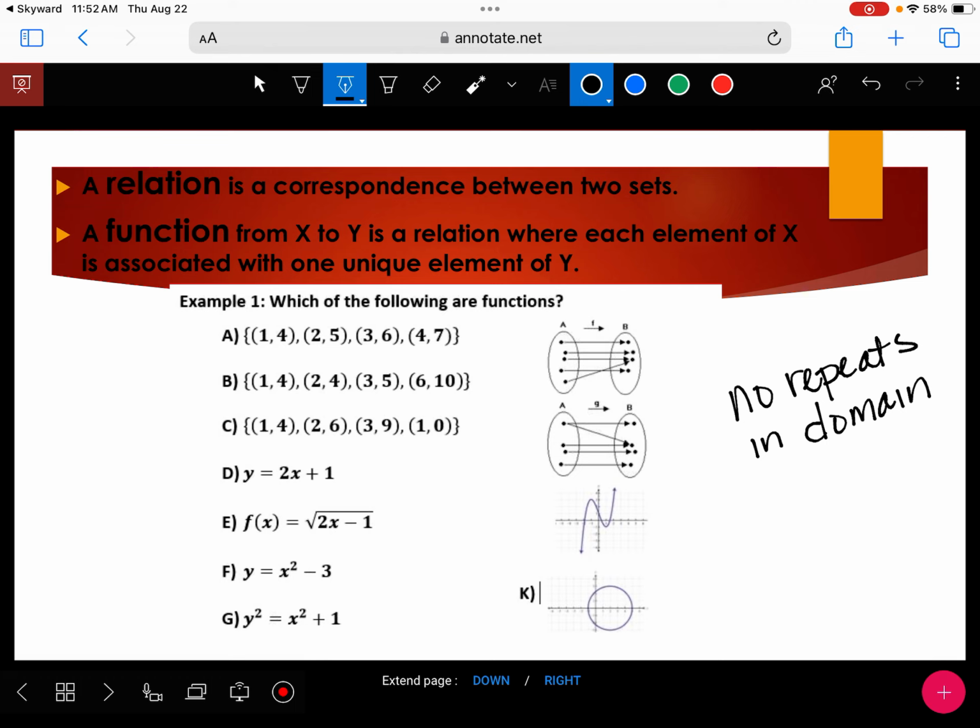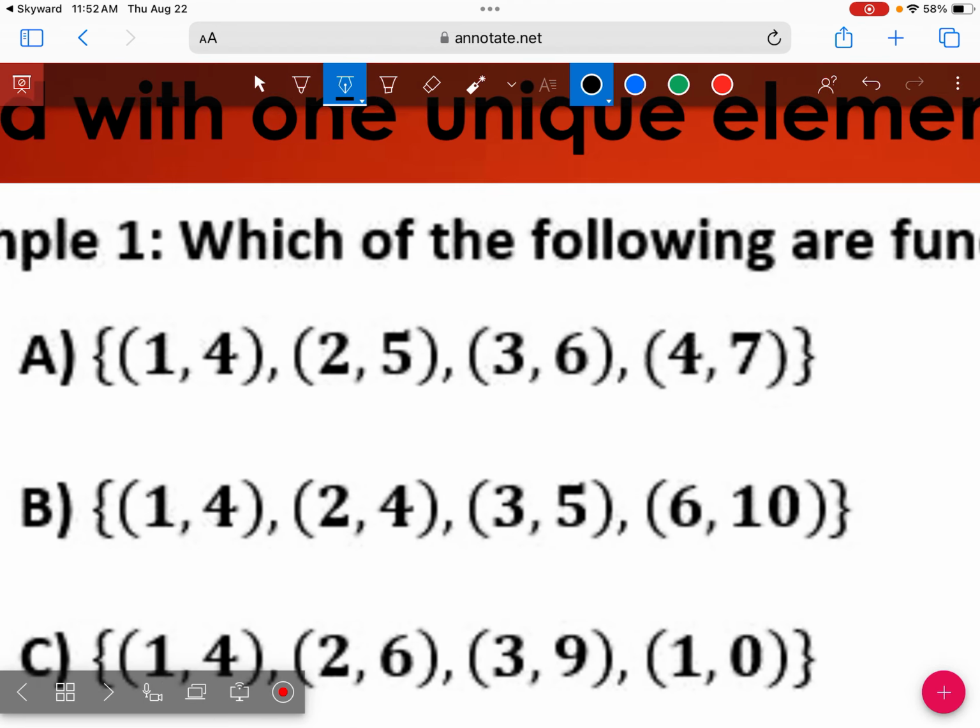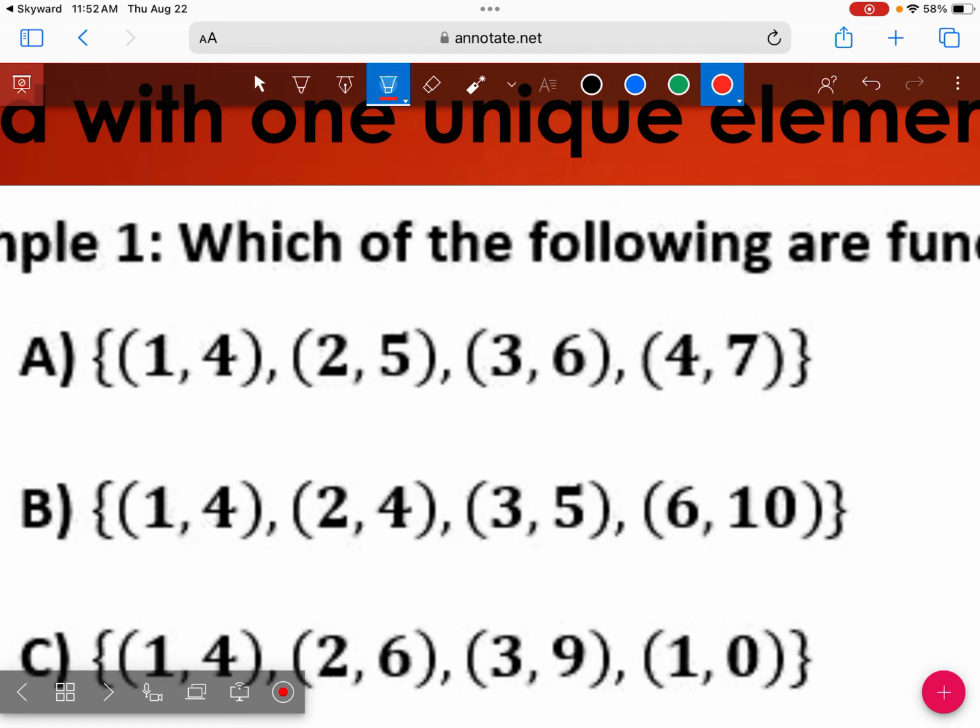And then in there. So let's look at these and determine if they're a function. We'll just say yes or no. So I'm looking at A. So I'm looking at my X only. Are any of these numbers that I highlighted in pink the same? No. So that means that this is a function. We would say yes. Yes, because we don't have a repeat.